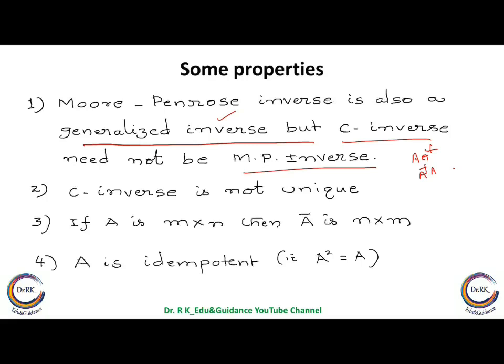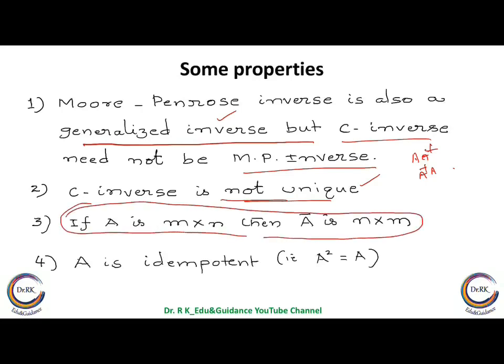So that's why C inverse need not be MP inverse, but MP inverse is also a G inverse. And the other one is, as we discussed, it is not unique. And a very important point: if A is a matrix of order m by n, then its C inverse is of order n by m. Remember it. If A is a matrix of order m by n, then its C inverse is of order n by m. Another one: A is always idempotent here, A square equal to A.